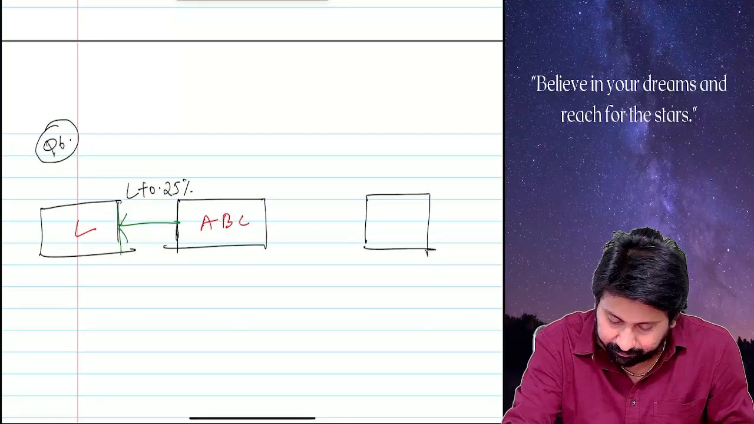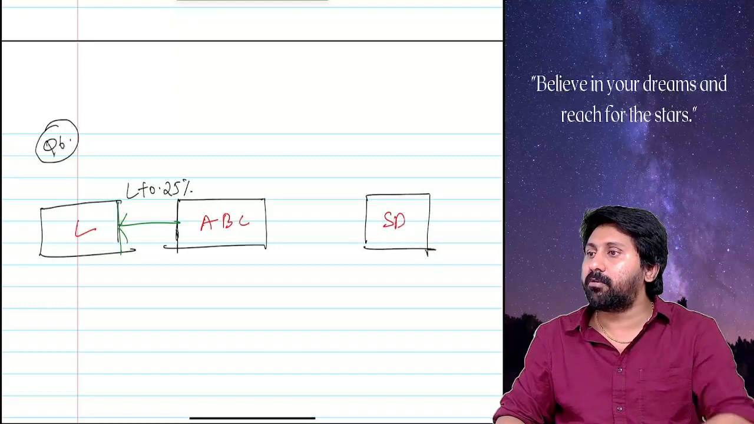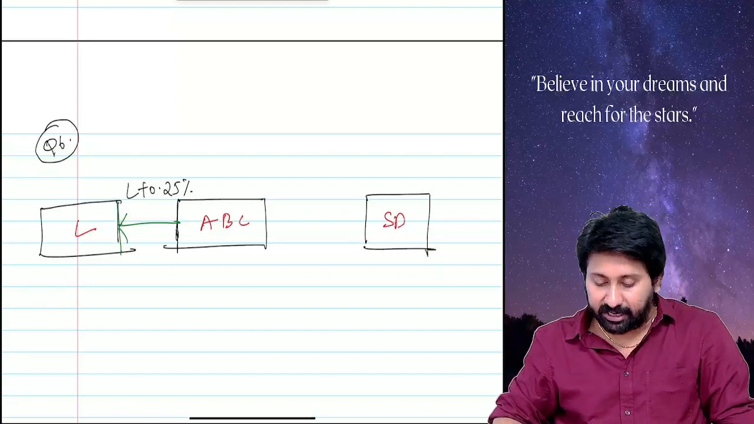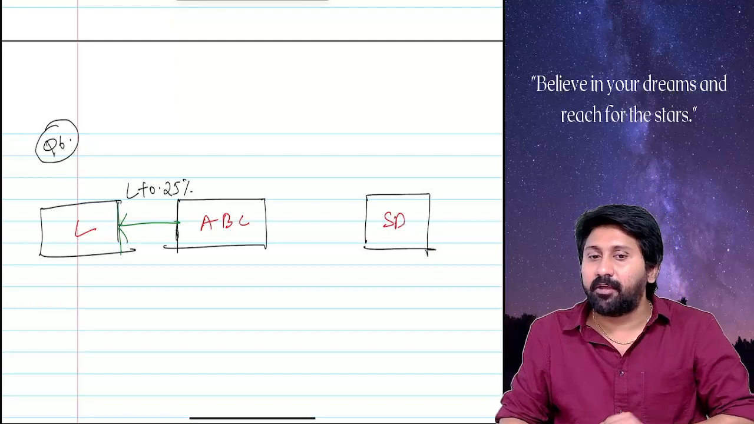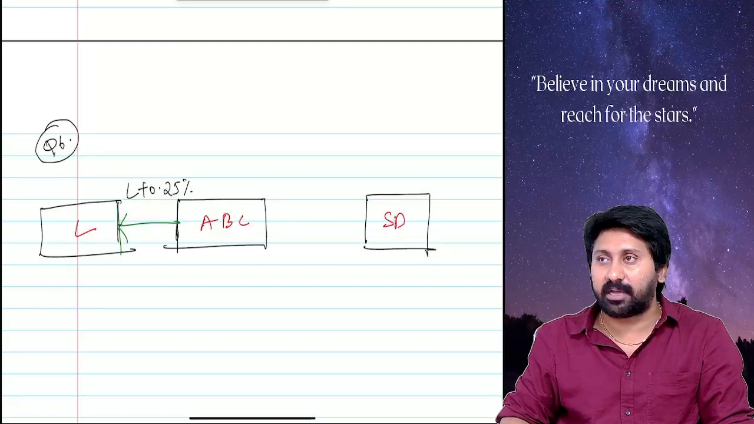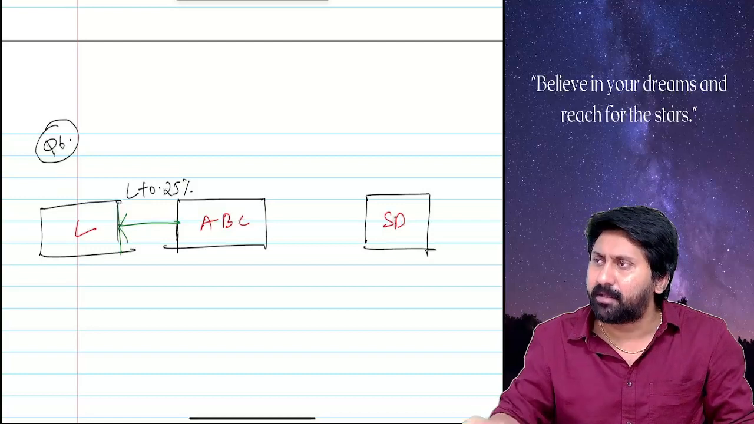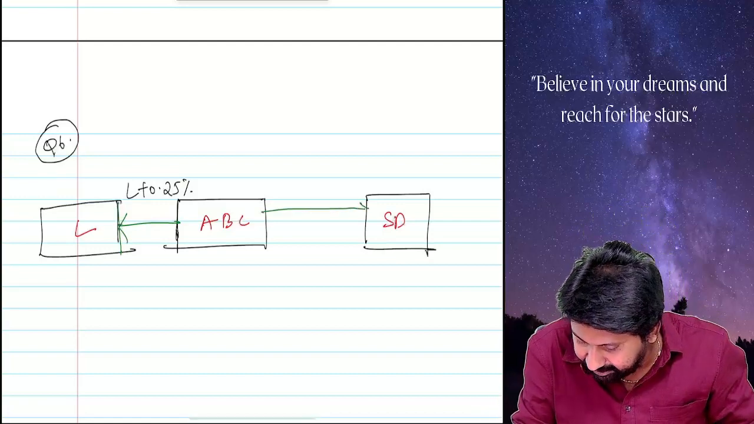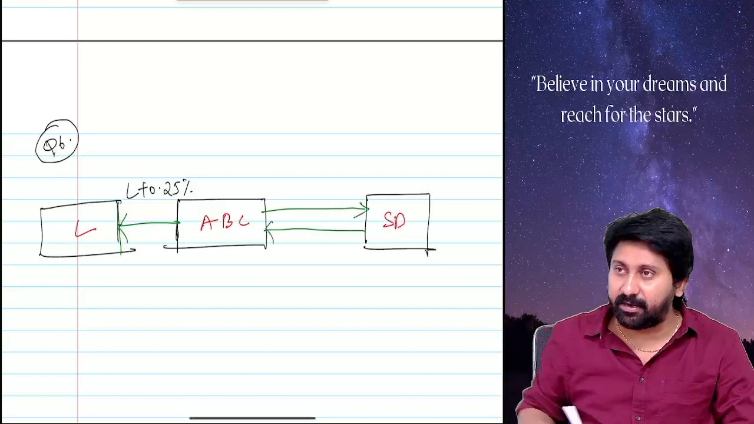a swap dealer. Tell me, what did you want to pay? Fixed. But what are you paying? Floating. If you can't pay fixed in the real market, you pay in the swap market. So, ABC will pay, ABC will receive.